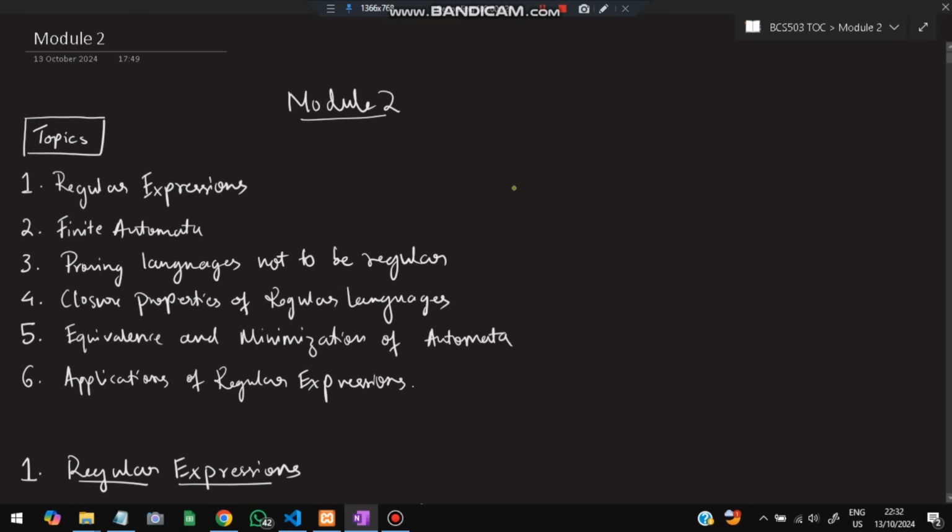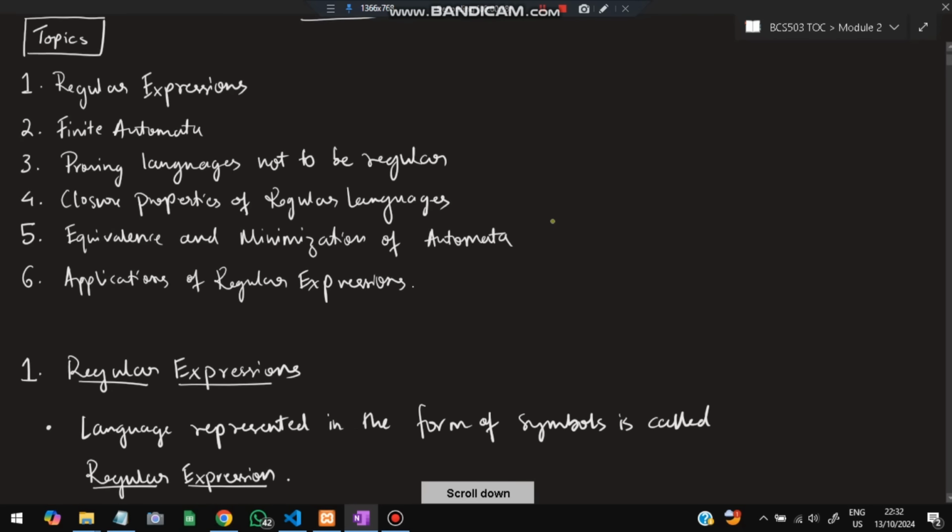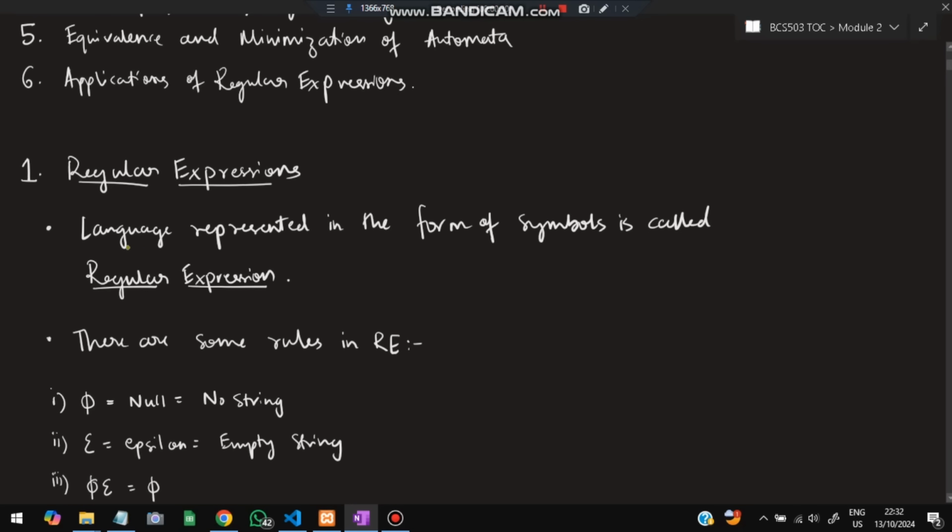So these are the topics which we'll be discussing. Let's have a look at each one by one. The first one is the regular expression. So what do you mean by regular expression? A regular expression is a language represented in the form of symbols.